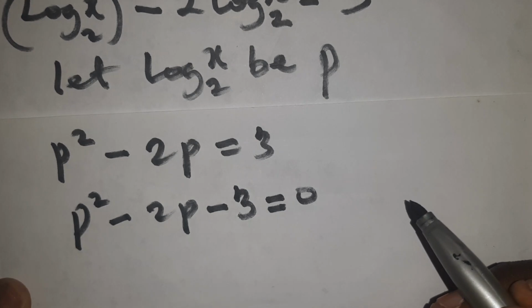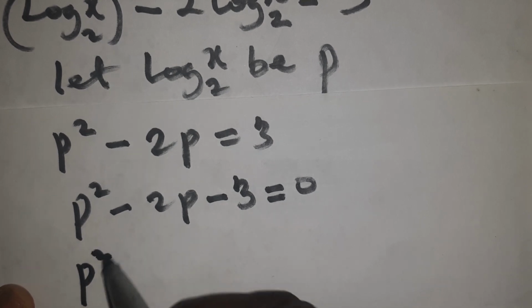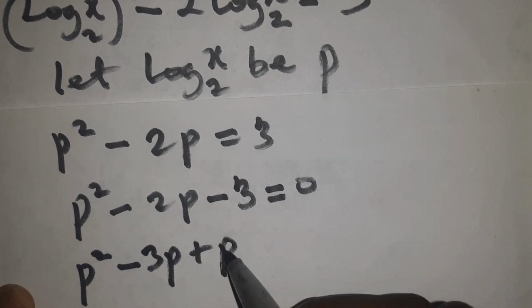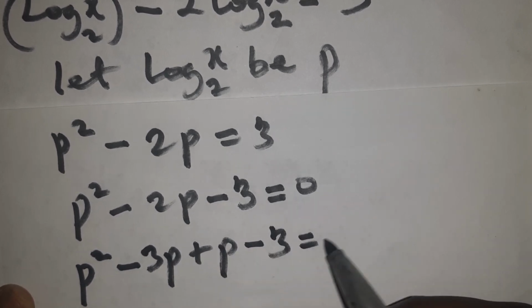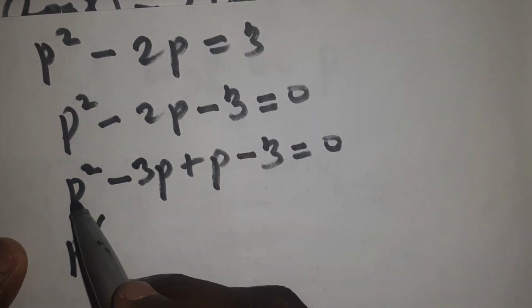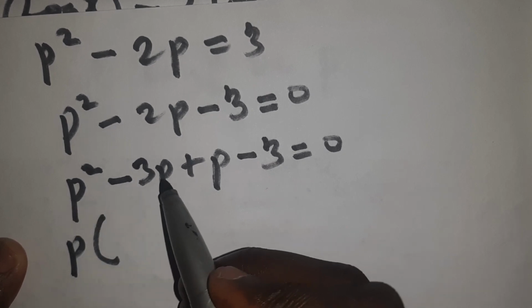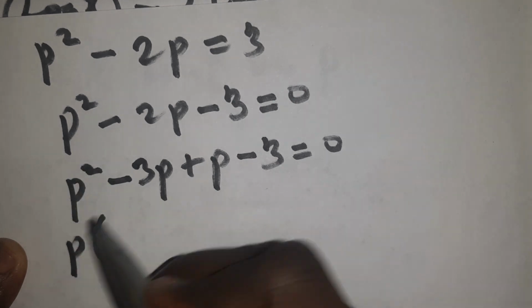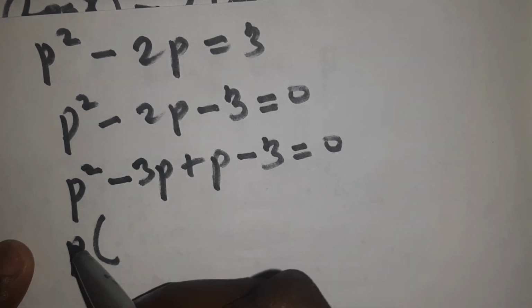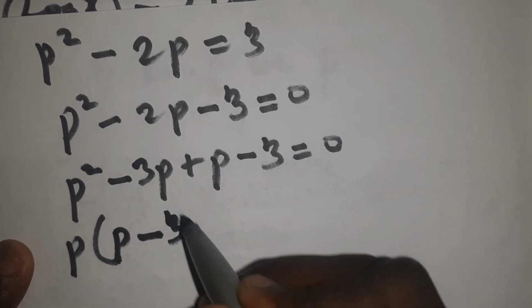This is a quadratic equation already, we know. So we could solve by factorization method. Here we could have p squared, replacing minus 2p with minus 3p plus p, then minus 3 equals 0. Then we are going to factorize now. P is common here, picking the first 2, p is common, open brackets. Since p is common, pick the HCF of p squared and p, which is p. Then p squared divided by p, you have p, minus divided by plus is minus, p cancels p, you have 3 here, close your bracket.